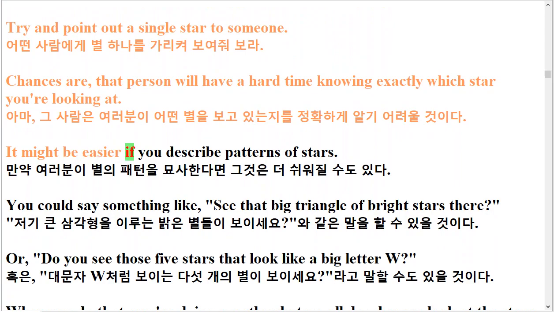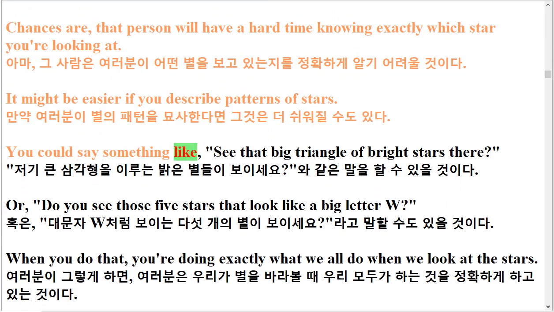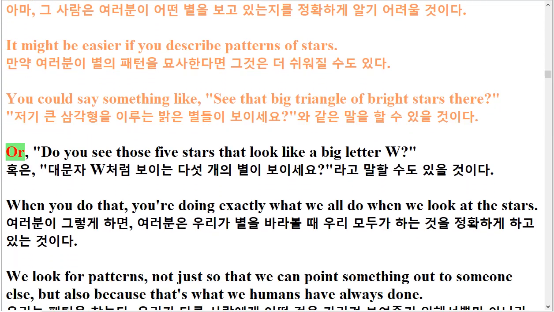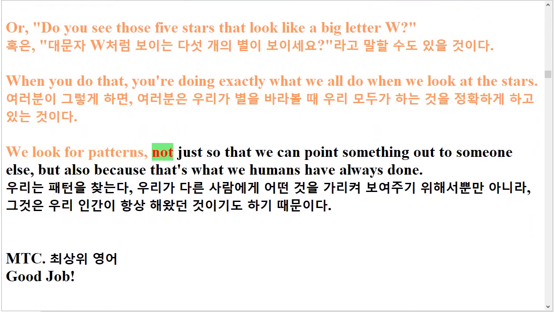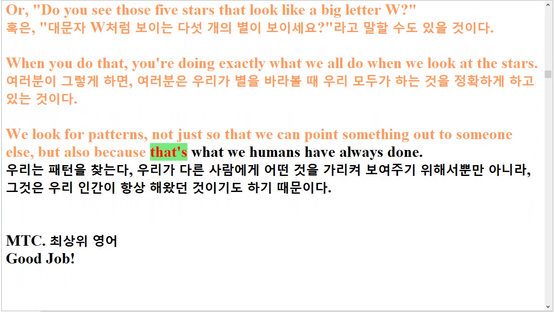It might be easier if you describe patterns of stars. You could say something like, "See that big triangle of bright stars there?" Or, "Do you see those 5 stars that look like a big letter W?" When you do that, you're doing exactly what we all do when we look at the stars. We look for patterns, not just so that we can point something out to someone else, but also because that's what we humans have always done.